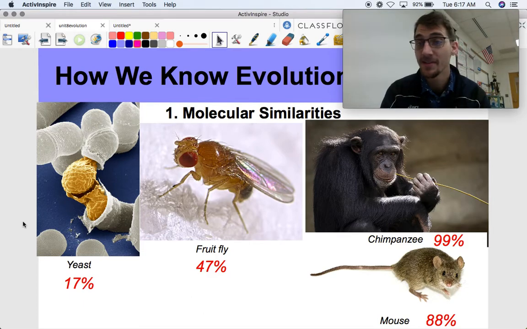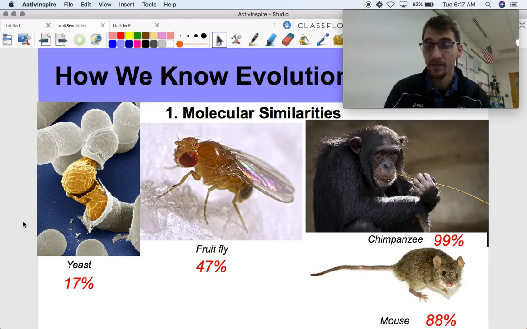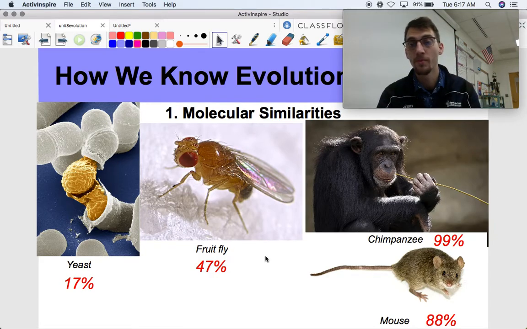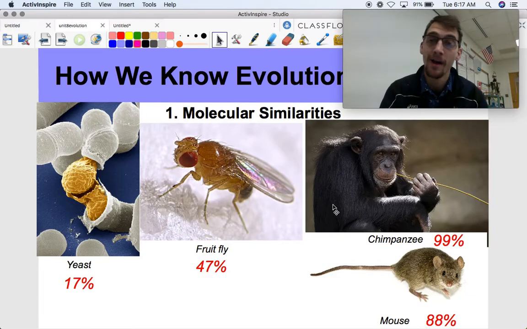Yeast actually shares 17% of its DNA with a human. 47% of a fruit fly's DNA matches that of a human. 88% of a mouse, and 99% of a chimpanzee. So we often refer to chimpanzees as our cousins, meaning that we share a more recent common ancestor with chimpanzees than any other animal, than any other form of life.